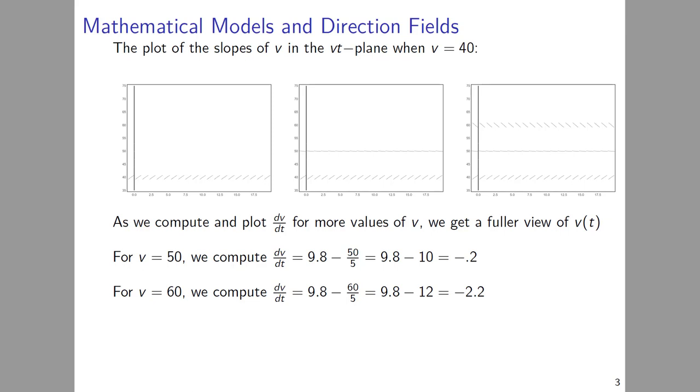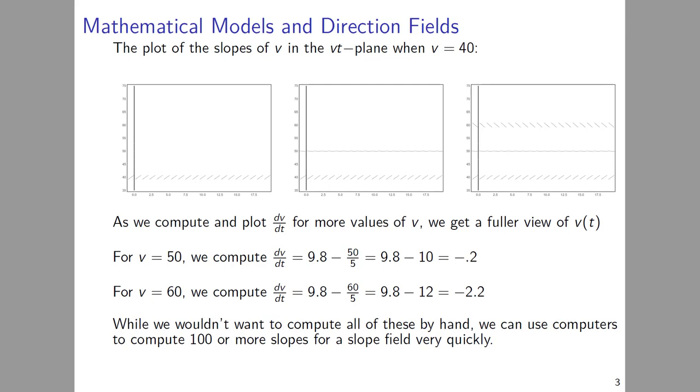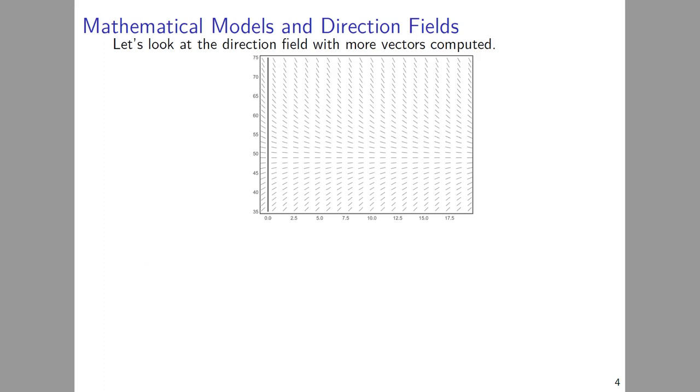To get a good picture of what our solutions look like, we're going to need to compute the derivative dv/dt at lots of values of v. While we wouldn't want to compute all of these by hand, we can use computers to compute 100 or more slopes to form a slope field very quickly. Let's outsource that work and look at what the direction field is when more vectors are computed for various values of v. With more of these direction vectors computed, a picture starts to emerge of what our solutions v of t look like. For now, I want to draw our attention to one such solution.